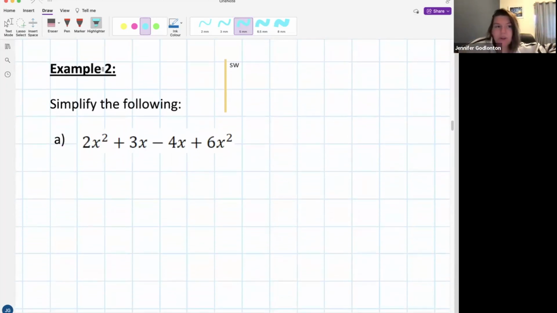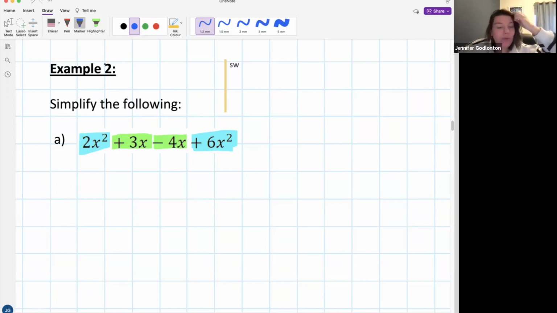So this one, I'm just going to go back a little step and highlight for you, just for those of you who are struggling a little bit. I'm going to have my 2x squared and my plus 6x squared. Those are the same. And then I have my plus 3x and my minus 4x. So I want you guys to give that a go. If you have questions, feel free to ask. And if you're embarrassed, you're welcome to send them as a direct message to me. I'm happy to answer.